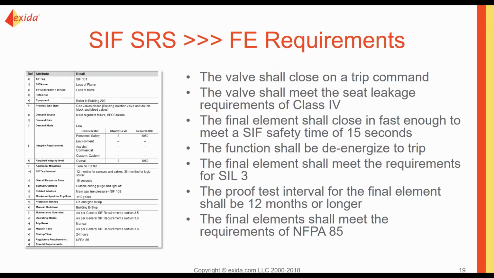The valve will have seat leakage requirements of class 4. The SIF needs to be 15 seconds, so we're going to take some part of that safety time and allocate it to the final element. We want to de-energize the trip system. We need it to be SIL 3. We want to run proof tests at 12 months or longer. And in addition to that, this is going to go into a boiler application, so we need to meet NFPA 85. NFPA 85 is going to tell us double block and bleed for gas lines. And in our example, this is a gas line.